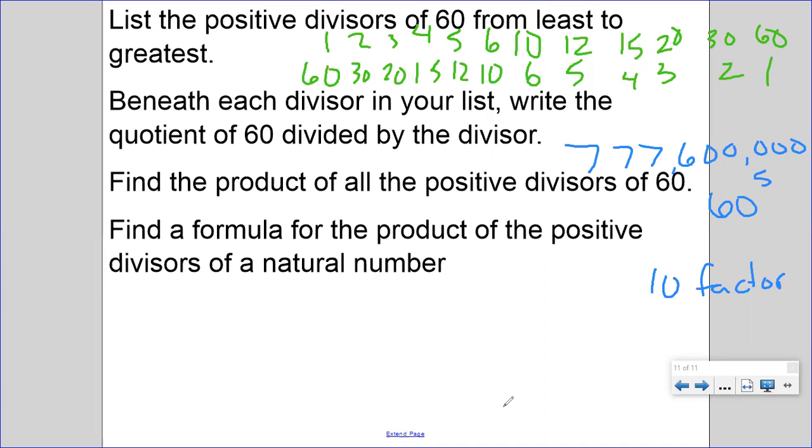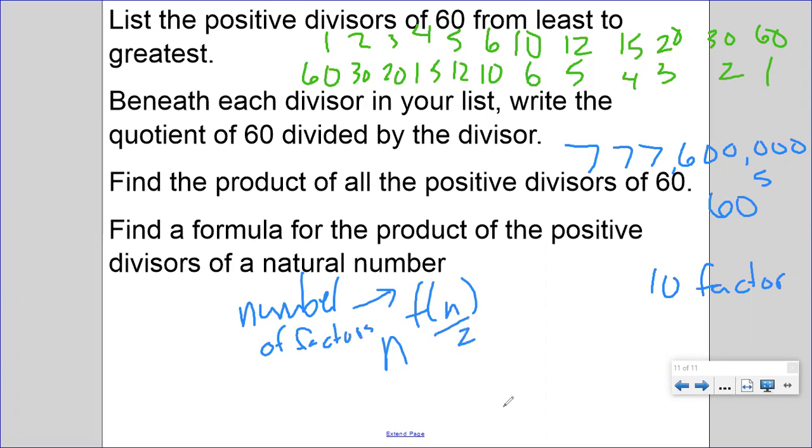So what do you mean by that? So like it has 10 factors, and then the power is 5. So you have to divide the amount of factors by 2, and that's going to be what it's raised to. So let's say it's n, and then the number of factors it has is like t of n. So t of n is the number of factors, and then divided by 2.